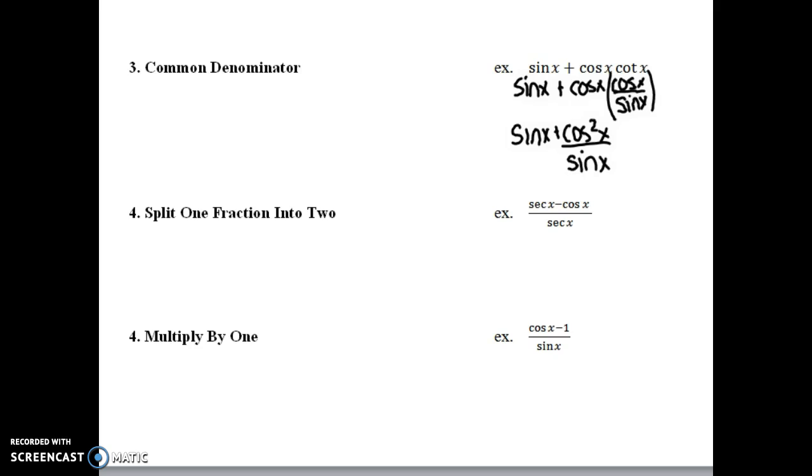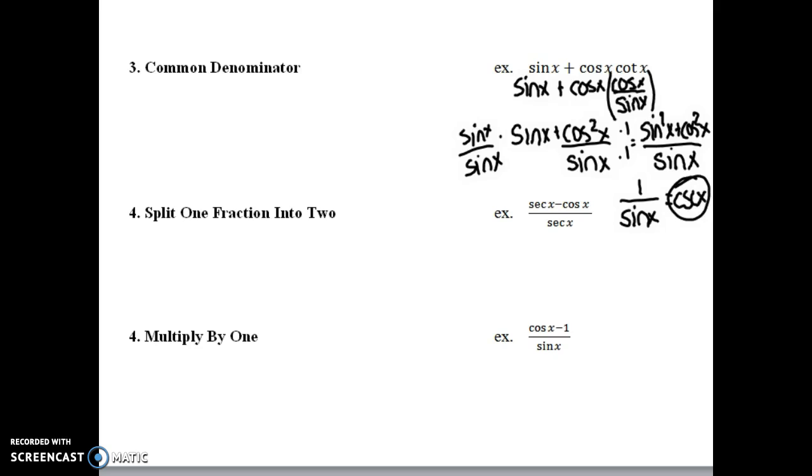I want a common denominator, which will be sine x. I'll multiply this side by sine x over sine x, and this side I'll multiply by 1. My common denominator is now, as I said, sine x. In my numerator, I'm going to get sine squared x plus cosine squared x. That I recognize as a Pythagorean identity, which is 1 over sine x, and then I get cosecant x. That would be simplified. Cosecant x is better than having a sine x in the denominator.